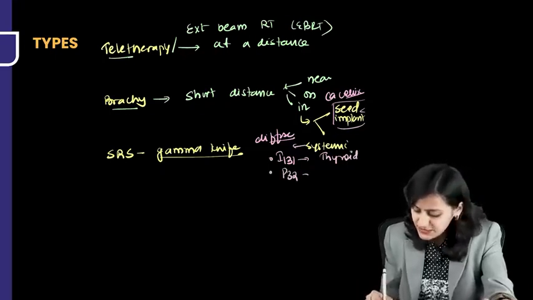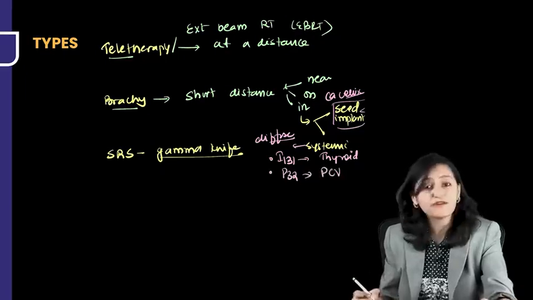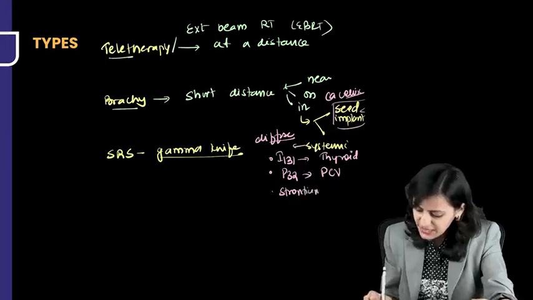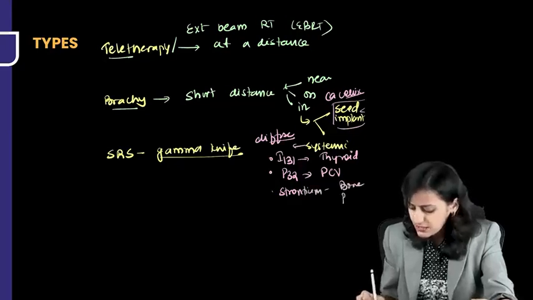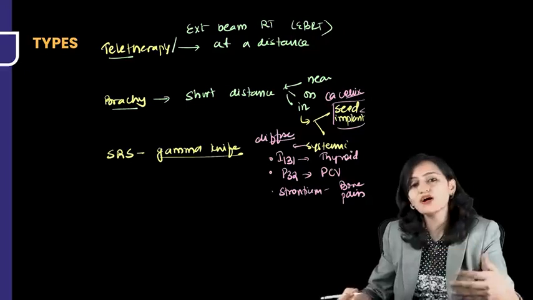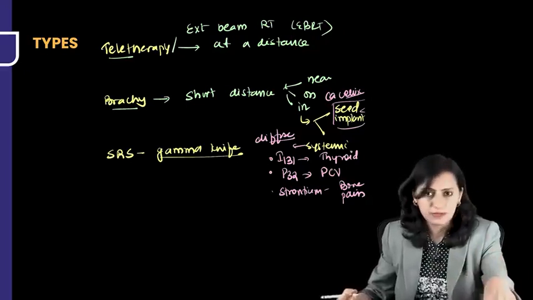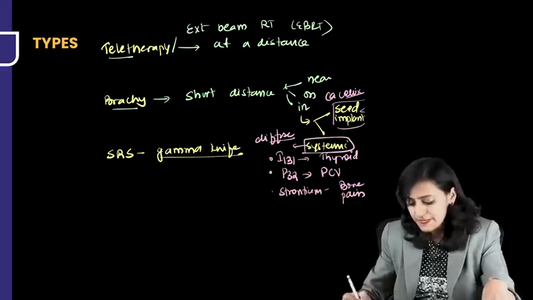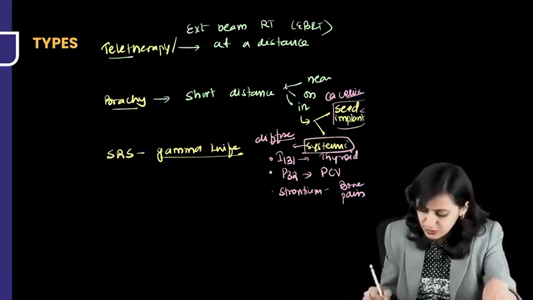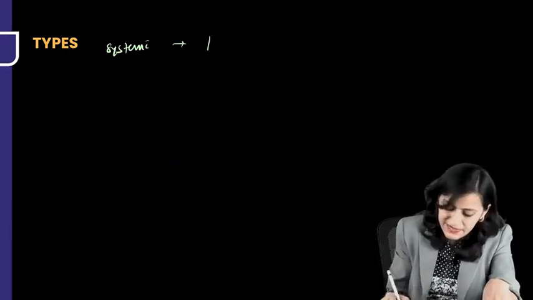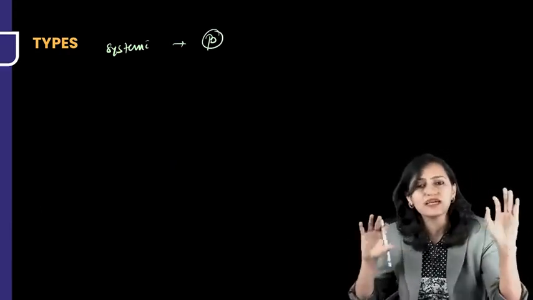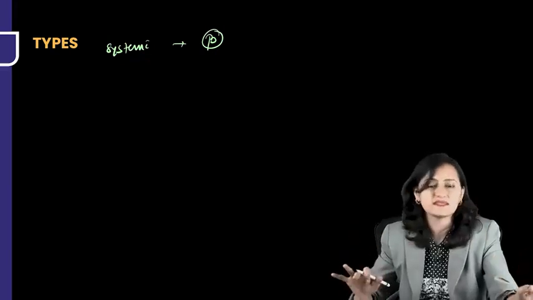Then we have phosphorus 32, which is used for treatment of polycythemia vera. Then we have strontium or samarium, which is used for bone pain due to bone metastasis. All these are systemic brachytherapy. And remember that the ones used for systemic brachytherapy are the radioisotopes which generally emit beta radiation, so that the beta particles stay in the body and kill the cancer cells in the body.